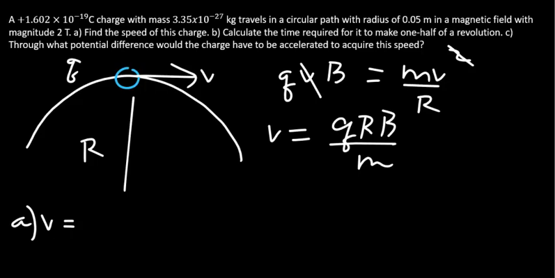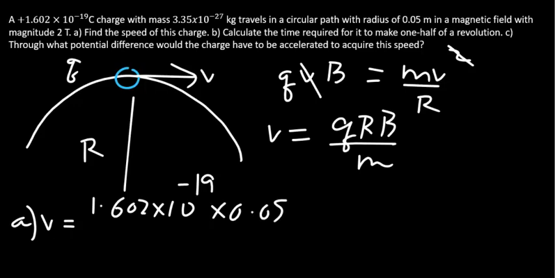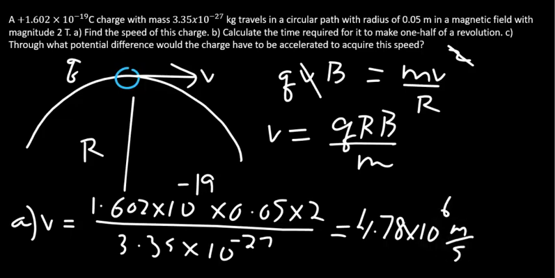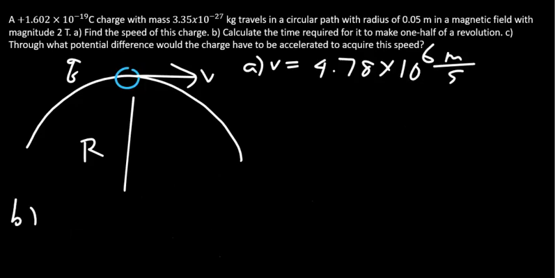v is given by the charge, which is 1.602 times 10 to the power minus 19 coulomb. Radius is 0.05. The magnetic field has a strength of 2 Tesla, and the mass is 3.35 times 10 to the power minus 27 kg, and that will give you the speed in meters per second. And the answer turns out to be 4.78 times 10 to the power 6 meters per second. Now let's look at part B.